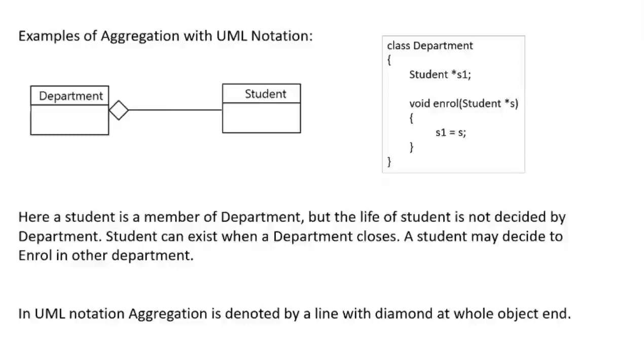How is aggregation shown in the diagram? You can see the aggregation between department and student is shown by a line with a diamond, an empty diamond at the department side, the whole part side.